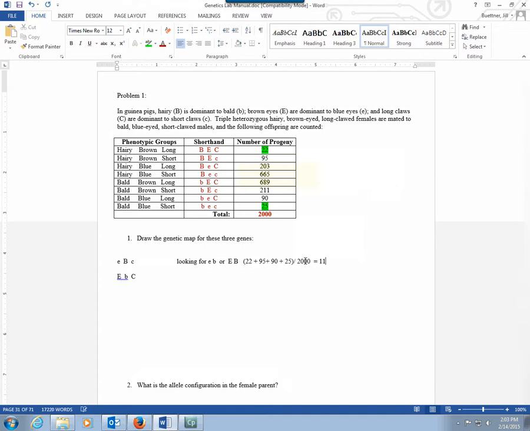So it means there's 11.6 map units between any allele of gene E and any allele of gene B on this chromosome. It's a guinea pig chromosome.